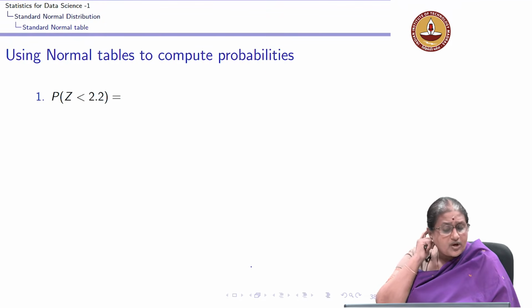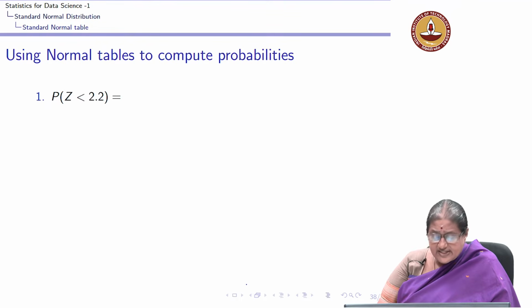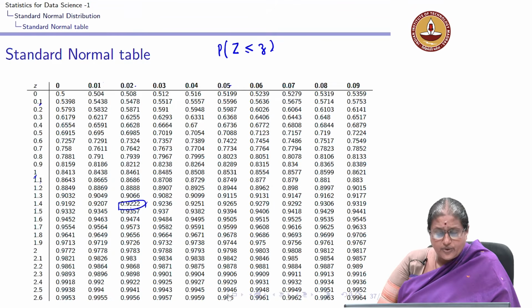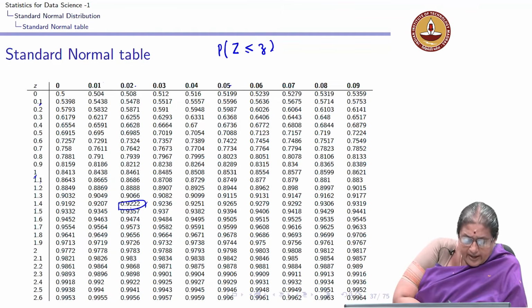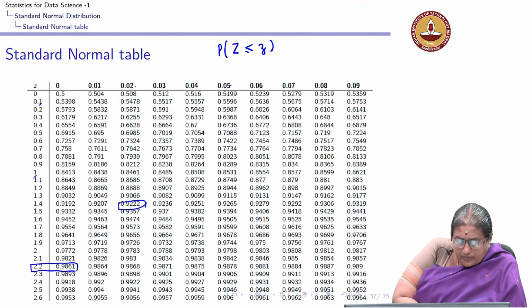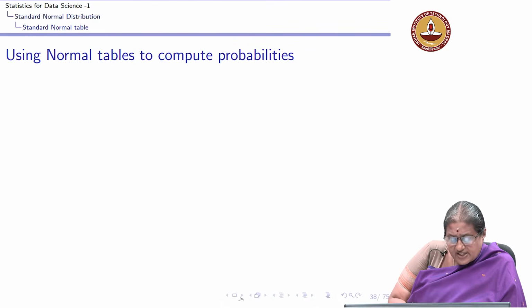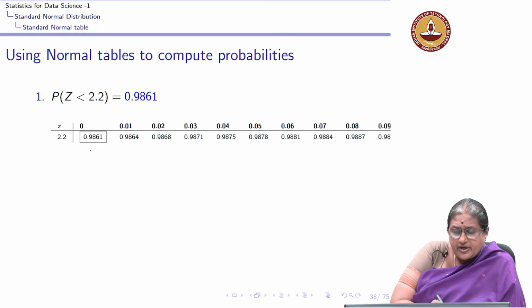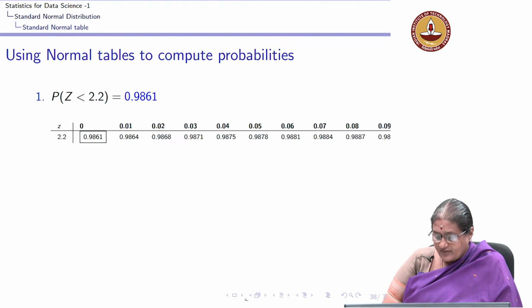So, let us do a few probabilities. Probability z is less than 2.2. Let us go here, I have 2.2 here. I can see that the probability of z less than 2.2 is 0.9871.